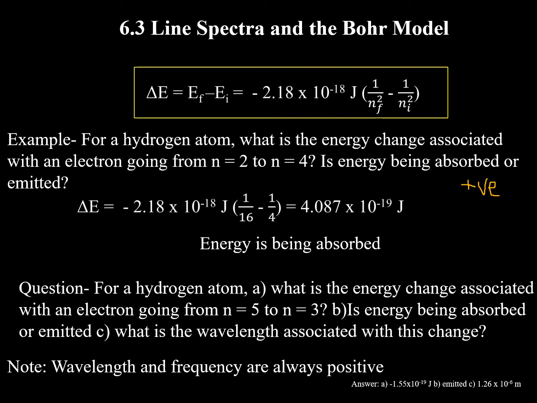So when we plug in the values, 4 is the final, 2 is the initial. We plug in here, 4 squared is 16, 2 squared is 4. We've written out the equation here, and we've done the work. When you do the math, you get 4.087 times 10 to the minus 19 joules of energy absorbed, needed to go from n equals 2 to n equals 4. I wanted you guys to try this one, so I need to pause.